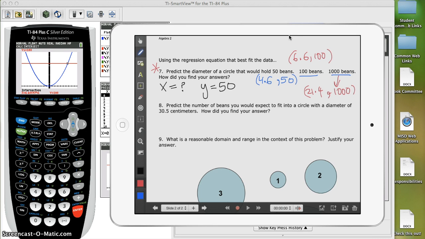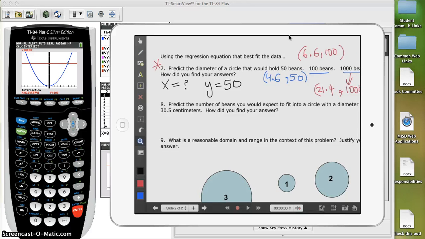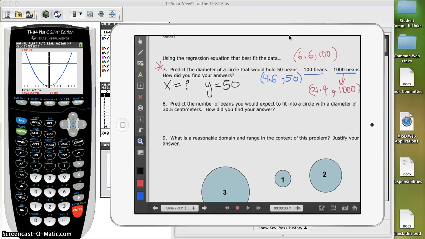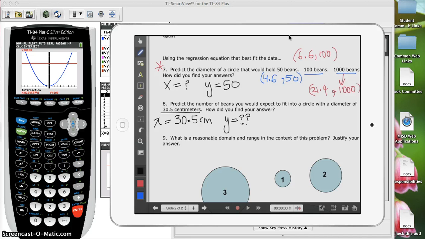Now let's move on to number 8. Predict the number of beans you would expect to fit into a circle with a diameter of 30.5. So in this problem, x is given. So see why it's very important to identify from the beginning what is x and what is y. In this case, the x, which is the diameter of the circle, is 30.5 centimeters, and you need to find y. Now, to be honest with you, there are two ways to do that, so I'm going to show you both ways, and it's up to you which one you prefer.